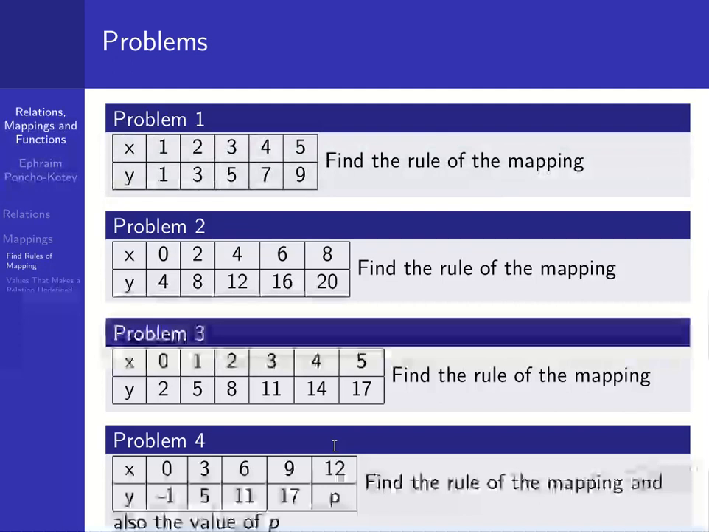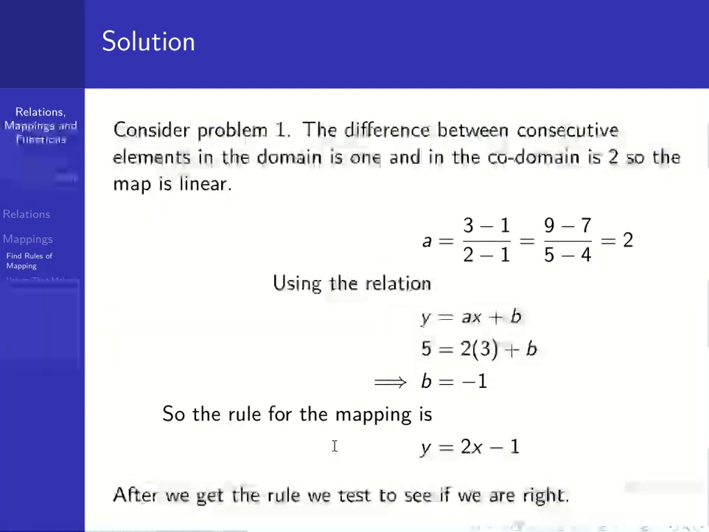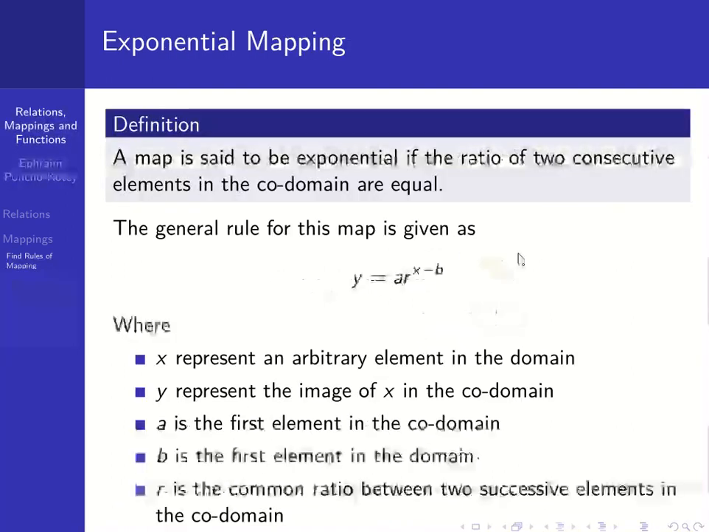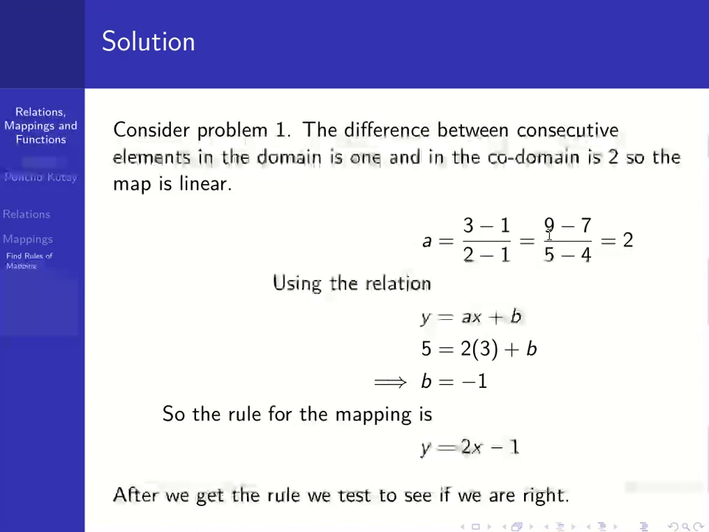Now, the first problem is we should find the rule of the mapping. For us to first try the question, we need to verify if it's a linear map. So we find the difference between consecutive terms and we see that they are the same. So now we know it's a linear map. Our first task is to find a. Now, like we said, a is the ratio. So my a becomes this. And I can also equally find a by using this other element.